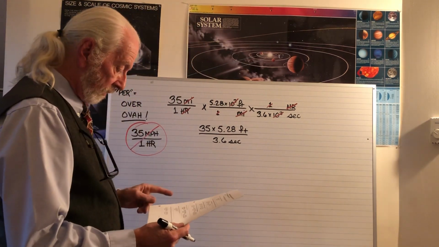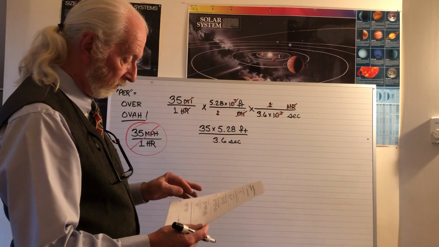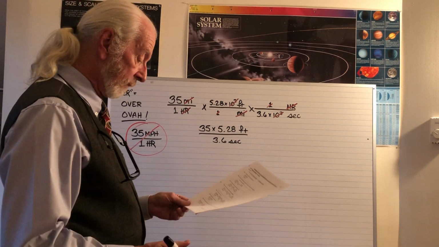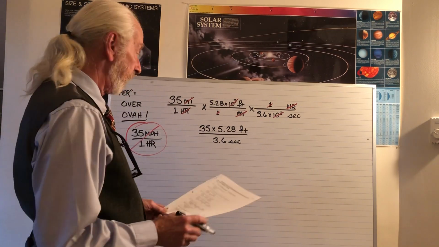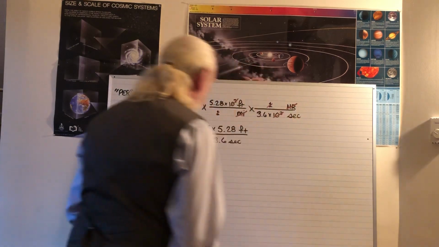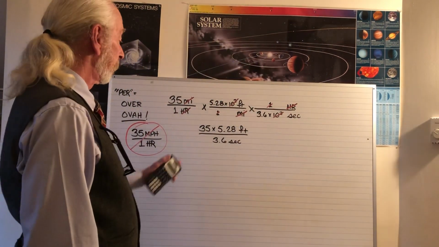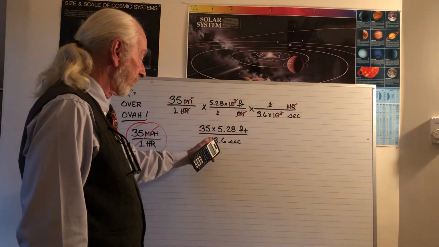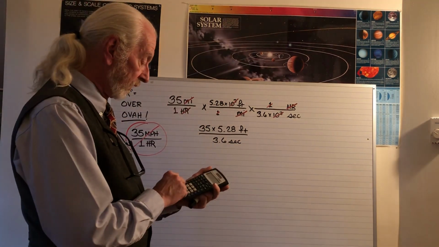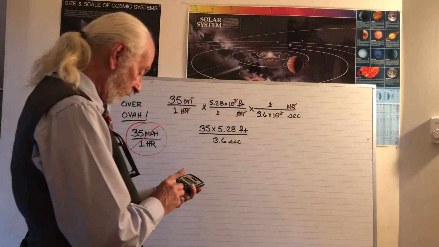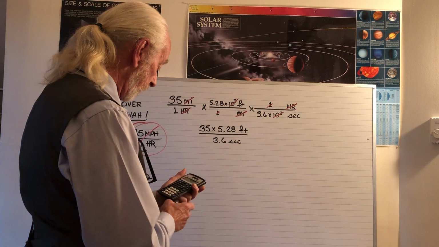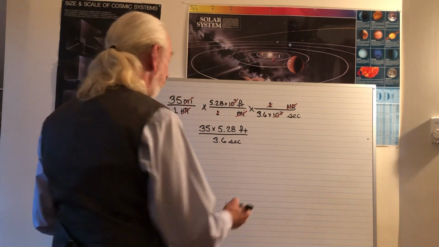Okay, now, step seven. I'm going to perform normal calculations one operation at a time. One operation at a time. That's critical because a lot of calculators are very touchy that way. So the temptation might be to go 35 times 5.28 and then hit divide 3.6. That may work, it may not work. Do it one at a time, you'll never go wrong. So 35 times 5.28, I got 184.8.